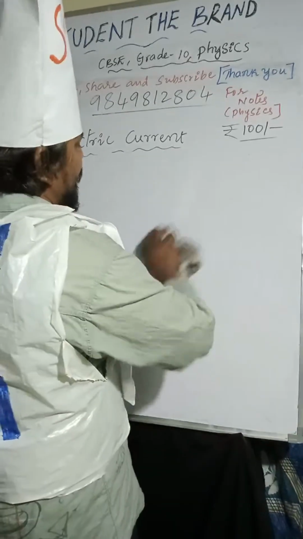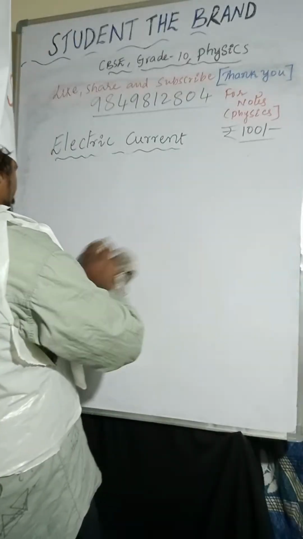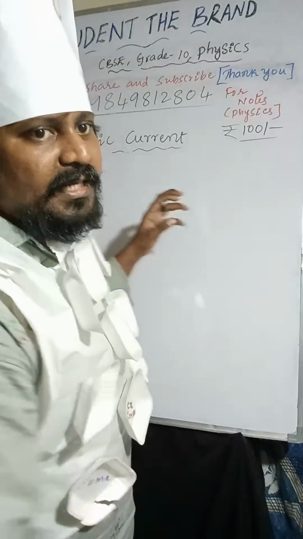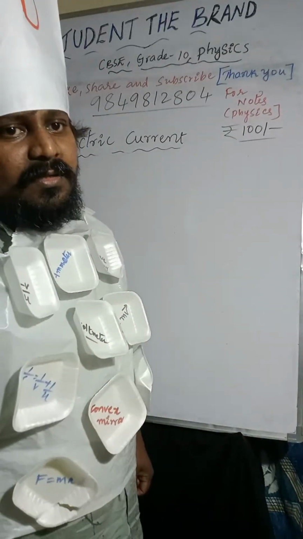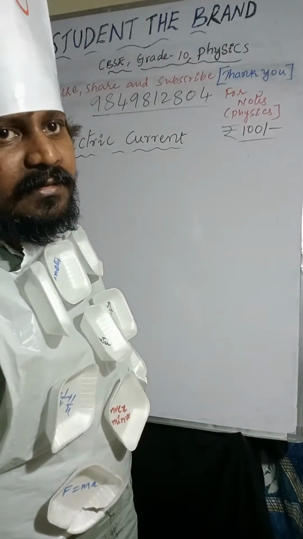So electric current, electric circuit, now potential difference and electrical potential. Okay, so numericals also I'll discuss.